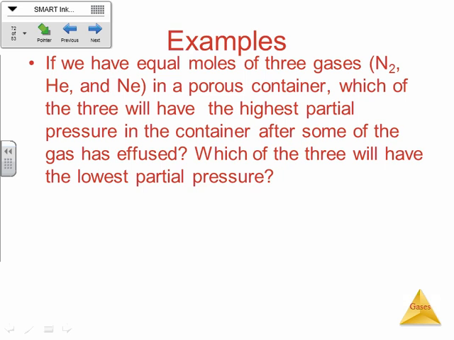Okay. If we have equal moles of three gases in a porous container, which of the three will have the highest partial pressure in the container after some of the gases effuse? Now, this is more like the kind of question that I would expect you to see, okay? And then which of the three will have the lowest partial pressure? So, in other words, what they're asking is, after a certain amount of time, all of these gases are going to effuse a little bit out of their container. Okay, they're going to leave. So, what this is essentially asking is, which one's going to leave the fastest? Because whichever one effuses the fastest, there's less of that gas left, so that's going to be the lowest partial pressure, okay? Because that's the gas that has gone away.